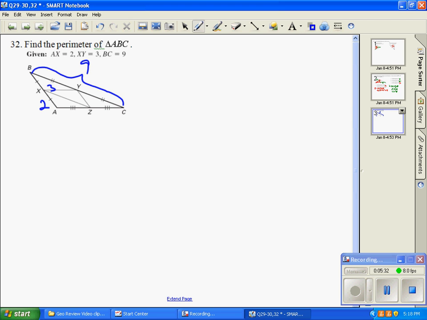Okay, so now since we know these are midsegments, they hit this at the midpoint. It shows us in the diagram that these two things are congruent. So this part right here is 4. Now, since XY is 3, and we know that a midsegment is half the distance of that parallel side, this is 3. So therefore, this piece is 6. So we just have to add the 3 together. So we get 4 plus 9 plus 6 equals 19.